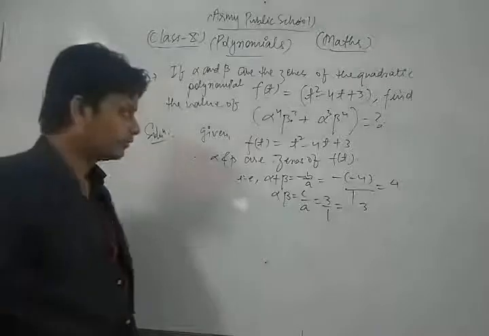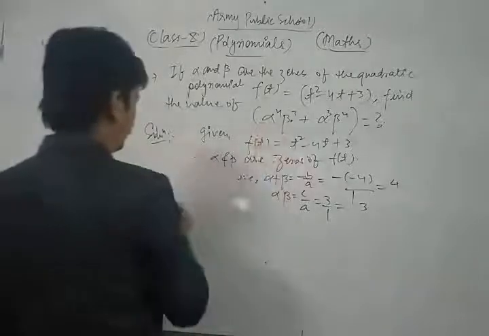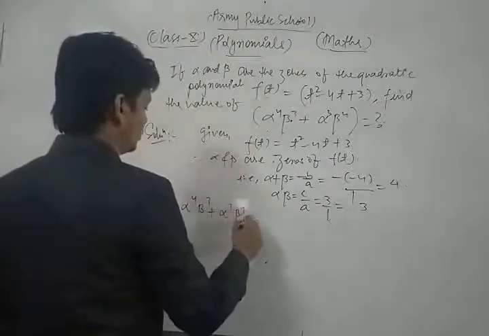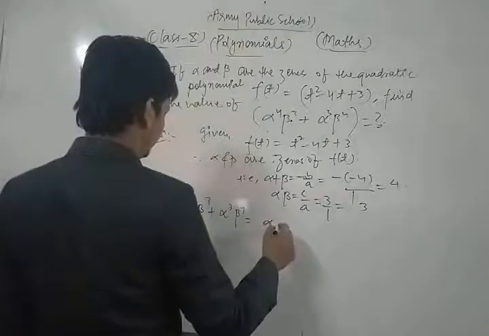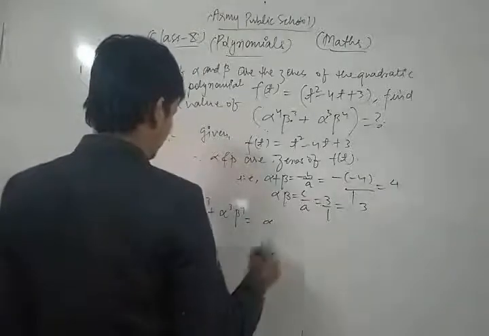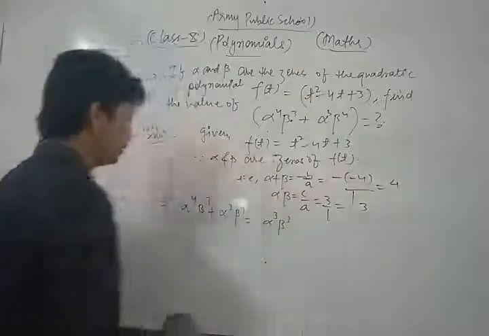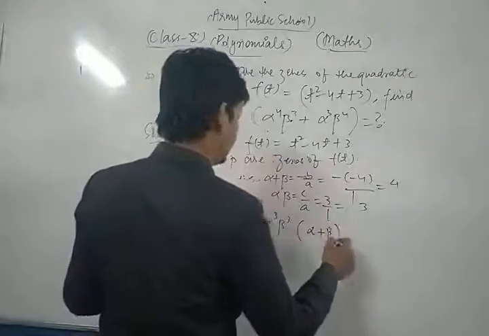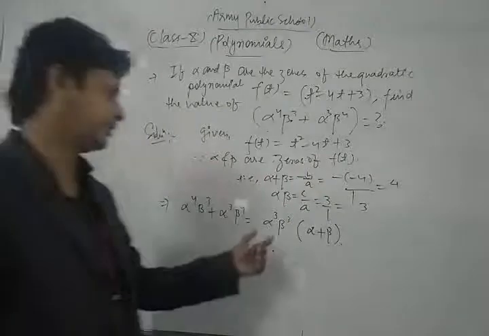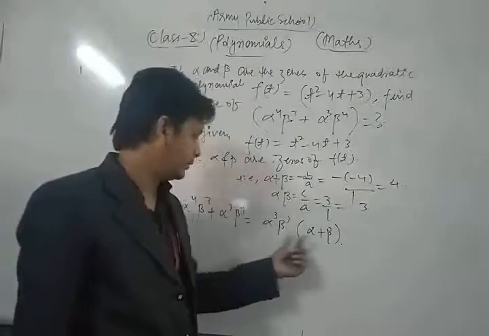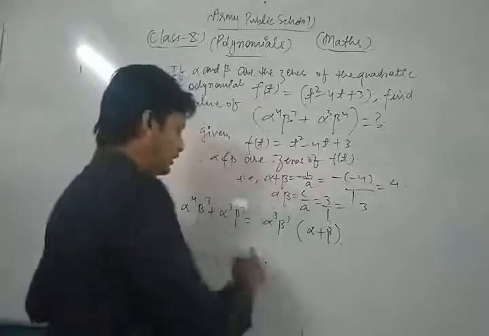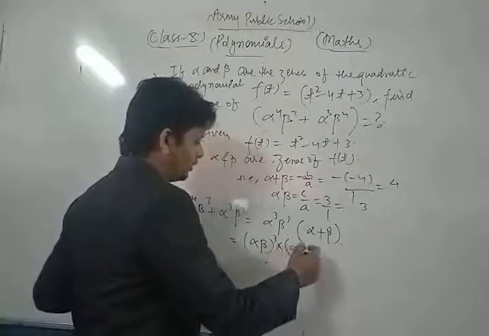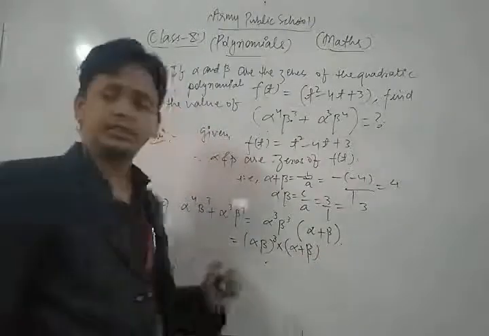Now we find the value of this expression. So we take alpha to the power 4 beta cube plus alpha cube into beta power 4. Now we take alpha cube and beta cube as common. So we get alpha cube beta cube, and in the bracket alpha plus beta is left. Okay, now we can write alpha cube beta cube as alpha into beta whole cube, into alpha plus beta.